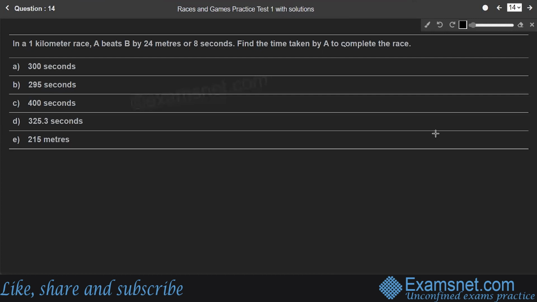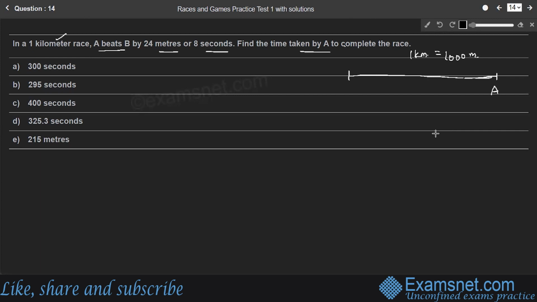Question number 14. In a 1 kilometer race, A beats B by 24 meters or 8 seconds. Find the time taken by A to complete the race. So we'll consider the race track of 1 kilometer, right? So the total distance is 1 kilometer or 1000 meters. In that, A beats B by 24 meters.